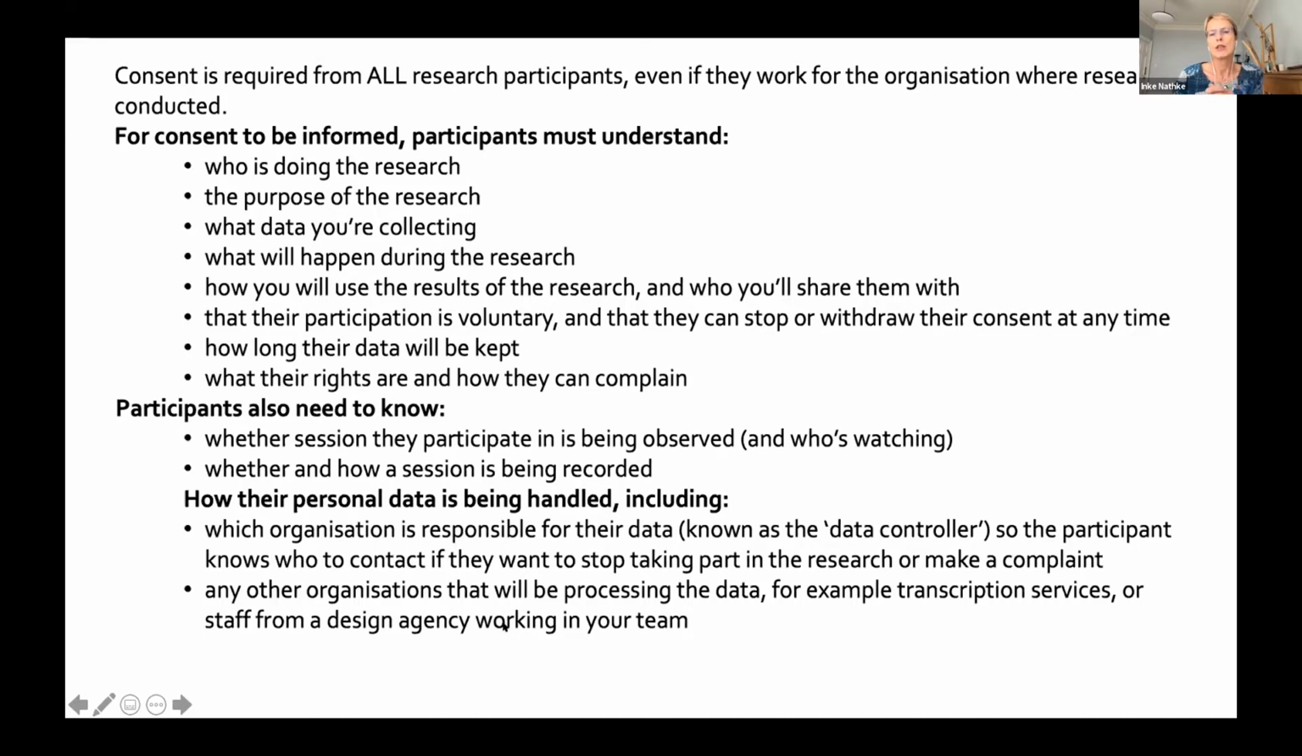If there are procedures, is this being observed? Who's going to be watching this? How is this being recorded? And also, who's responsible for the data? Again, Margaret mentioned the data controller, so they know who to contact if they have any issues.